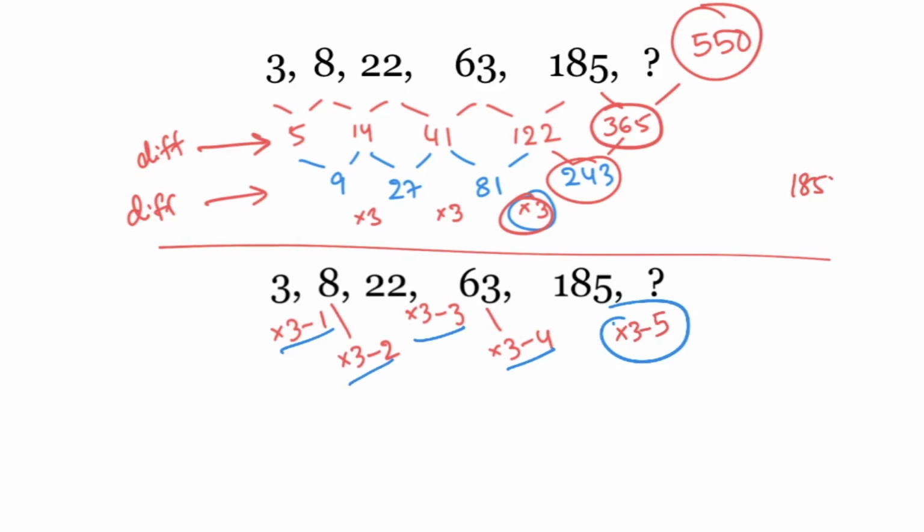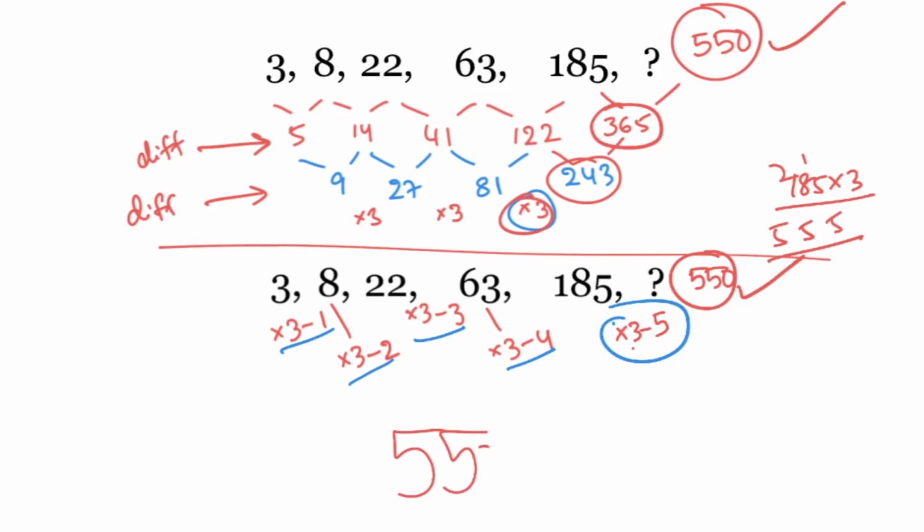What is 185 into 3? 3 into 5 is 15, 3 into 8 is 24 plus 1 is 25, 3 into 1 is 3 plus 2 is 5. 555 minus 5 is 550. Answer is 550. Either you find differences or you find the pattern. However, answer is 550.